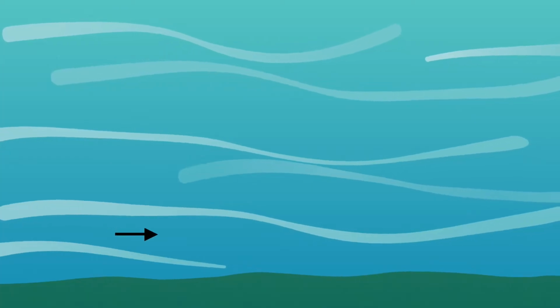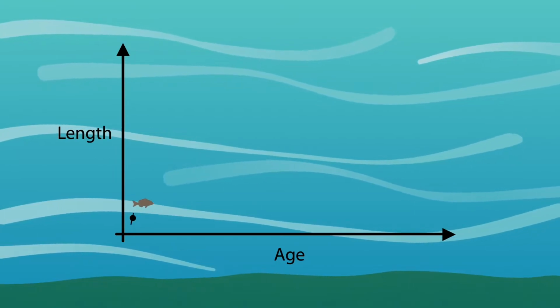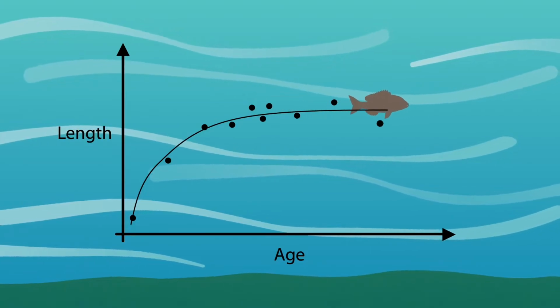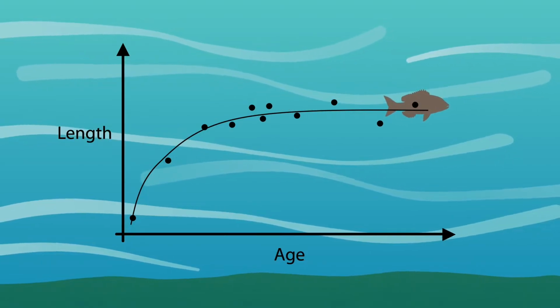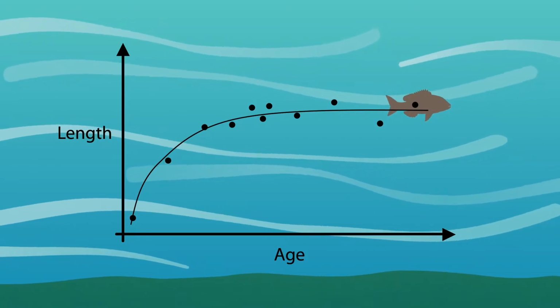When we know the age and size of several fish of the same species, we can calculate the speed of growth of that species. If we know how long it takes a species to reach a certain size, we can determine whether its growth is fast or slow.